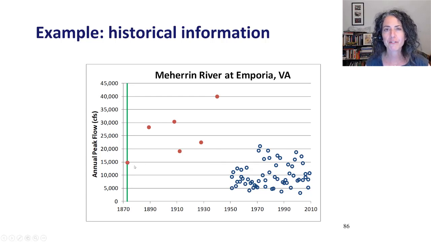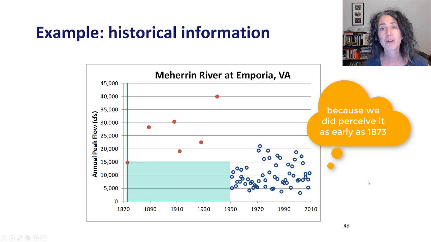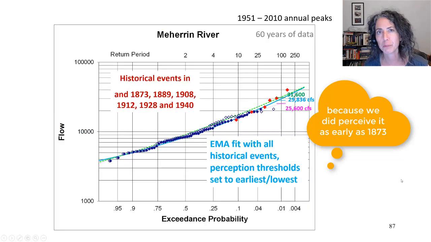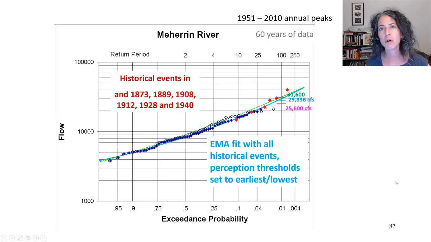This early event at 15,000 CFS would have allowed us to define a perception threshold that said we know all of these unobserved years were actually lower than 15,000 CFS because we know we would have perceived everything above 15,000 CFS, right? So to bring all of these events in, a Bulletin 17C expected moments algorithm fit would give us the red dots showing the historical events and the light blue line for the expected moments algorithm fit. Right, so it's allowed us to bring in quite a lot more information.